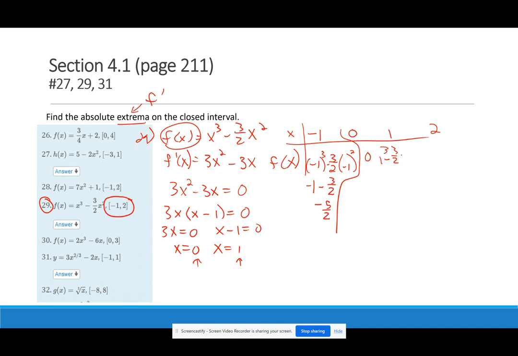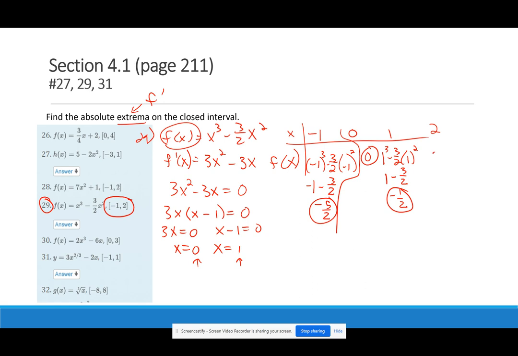When I plug in a 1, I get 1 to the third power, which is 1, minus 3 halves, oh, no, I did that wrong. I did that completely wrong. Hold on. I was getting distracted by something. Let me try that again. So I want to evaluate at 1. I'm going to get 1 to the third minus 3 halves times 1 to the second power. So that'll be 1 minus 3 halves. And then 2 halves minus 3 halves would be -1 half. So far, these are the values I have.